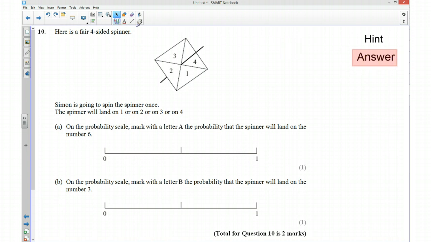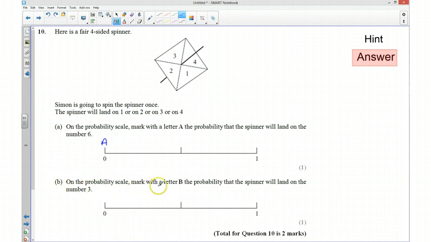Okay, well done if you managed to have a go at this. I'm going to go through the answers. Well, the probability of getting the number 6, there isn't a number 6 on there, so it's going to be impossible to get the number 6, so the letter A is going to go over here.